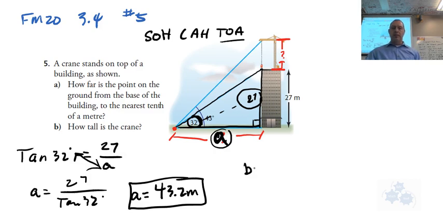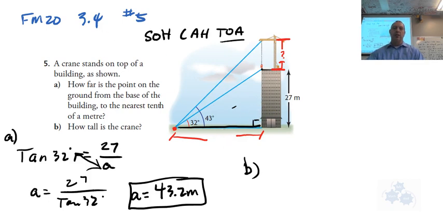All right, so B. We're getting to the actual question here that someone asked earlier. How tall is the crane? We've got a few things that we know now, including this A. We know what A is, 43.2.